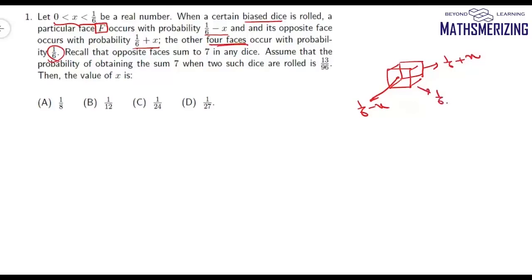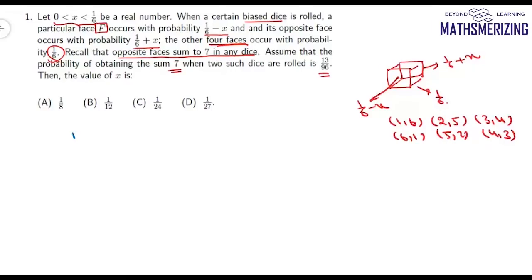Now it also says, recall that opposite faces sum to 7 in any dice. So that means these two faces can be either 1 or 6, or 2 or 5, or 3 or 4, or their ordered pairs, that is (6,1), (5,2) or (4,3). Now it says if the probability of getting the sum 7 is 13 by 96, we need to find the value of x. Now we need to find the probability of getting the sum 7.